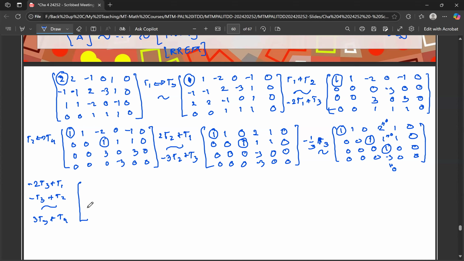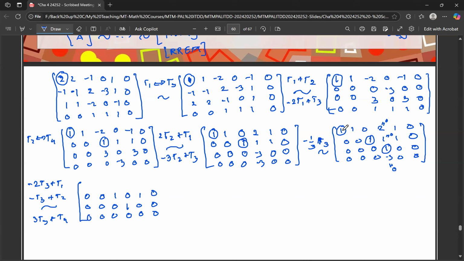Of course, R3 is not affected, so we have 0, 0, 1, 0, 0 here. And for the fourth row, we have 0, 0, 0, so all of them are 0. Then for the second row, we have 0, 0, 0, 1, and this one will be 0, 0, 1, 0.